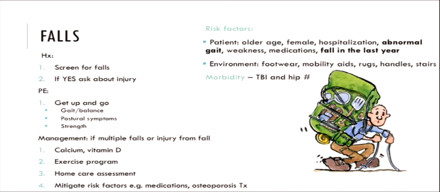So you think about the risk factors, you create a patient who has all of the bad risk factors, you remember why you're doing it, and then you try and figure out which of those risk factors is contributing the most, and you try to reverse them, okay? Generally speaking, it's always helpful to give calcium and vitamin D. It's always helpful to encourage or refer them to an exercise program, and it's always helpful to do a home care assessment, okay?